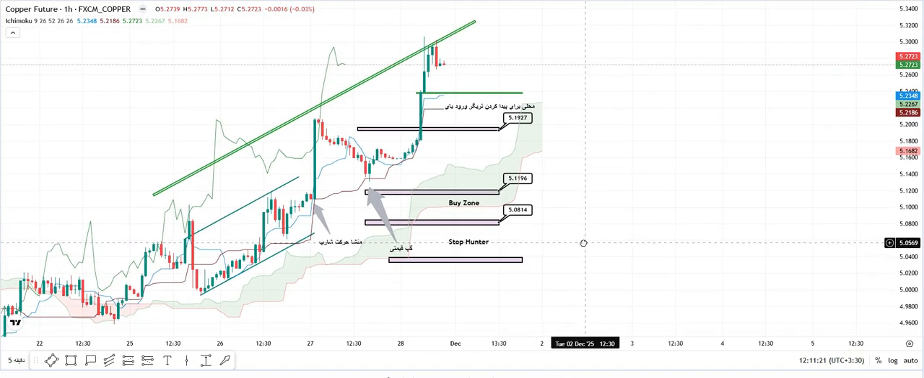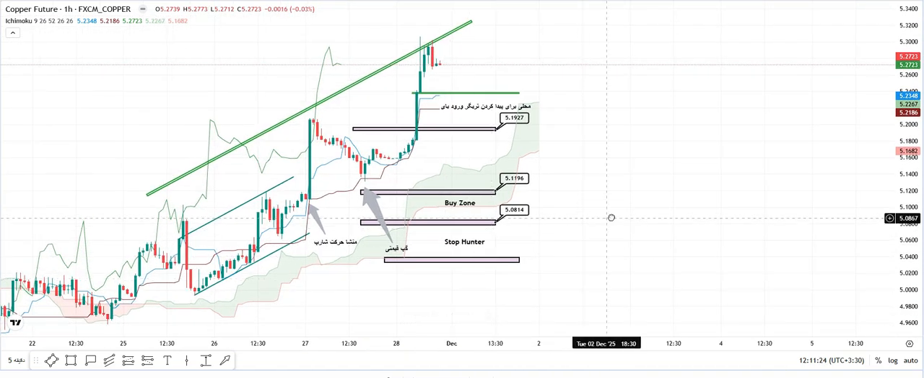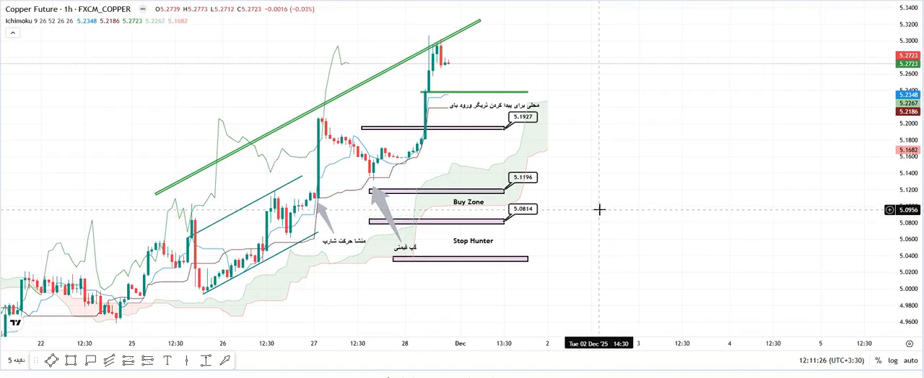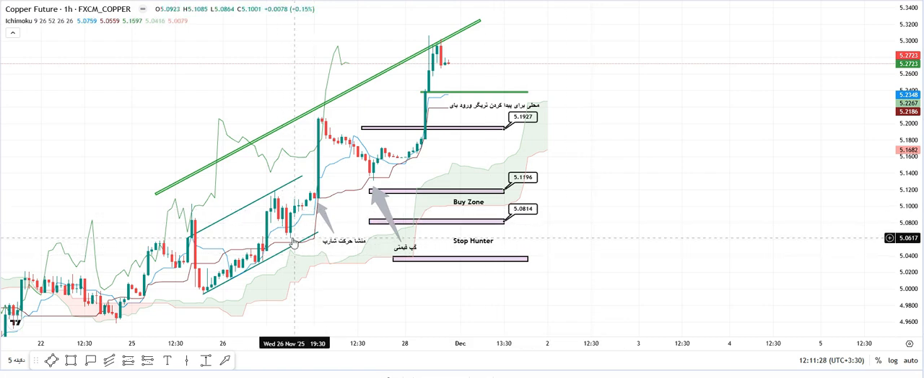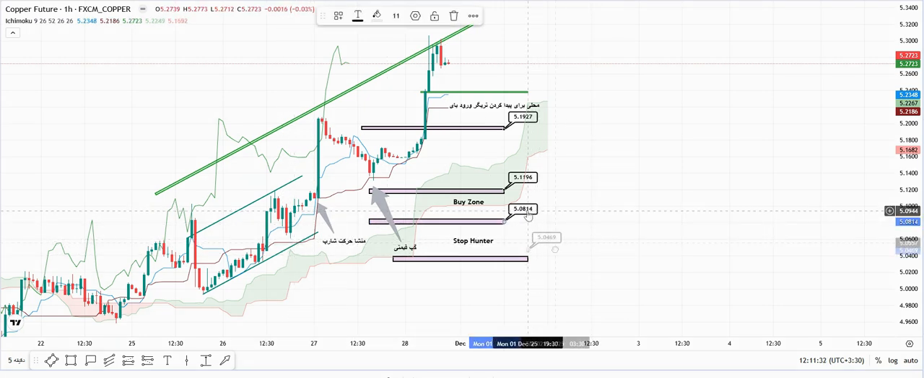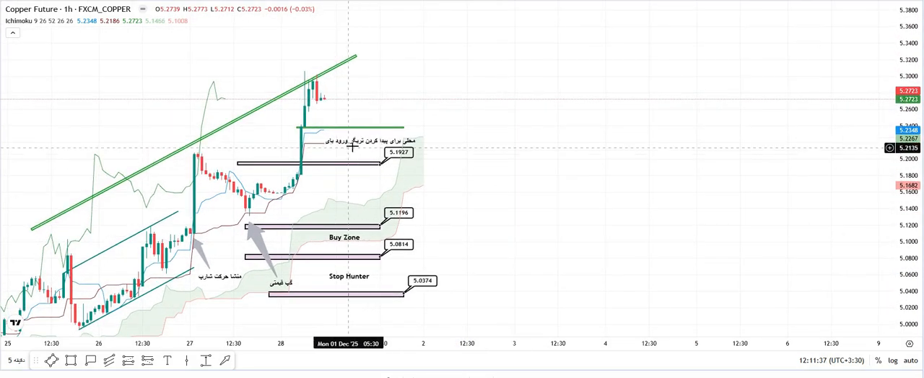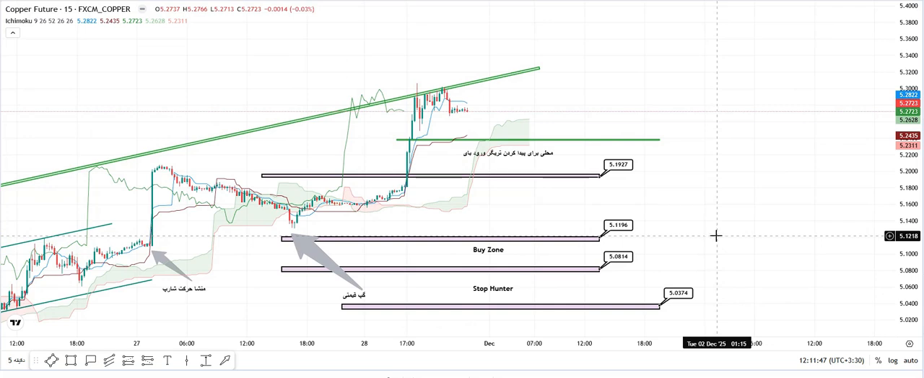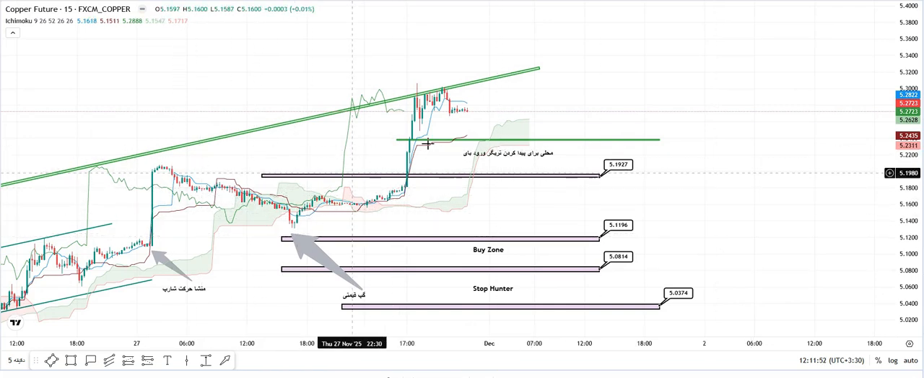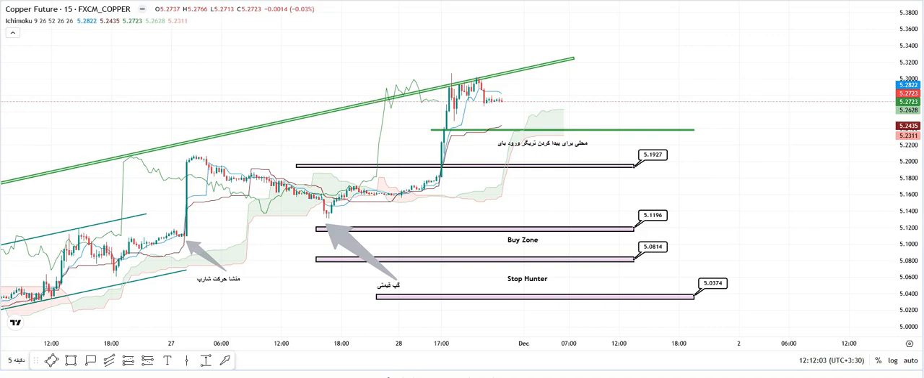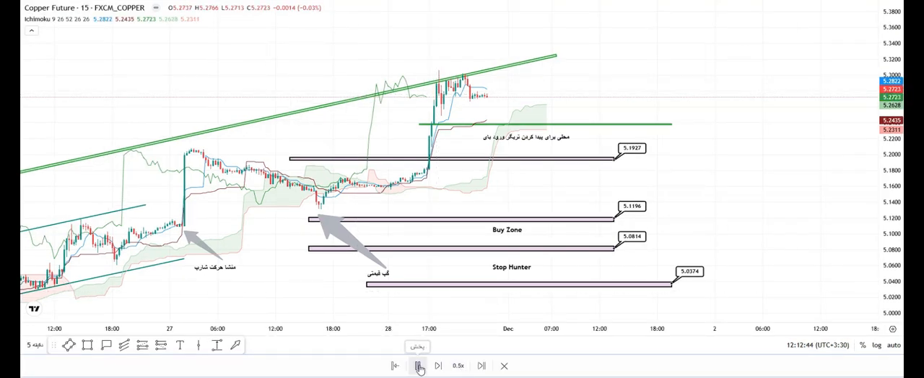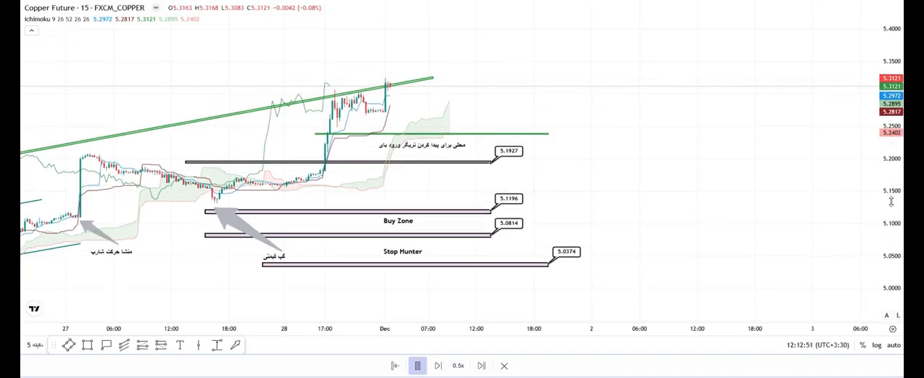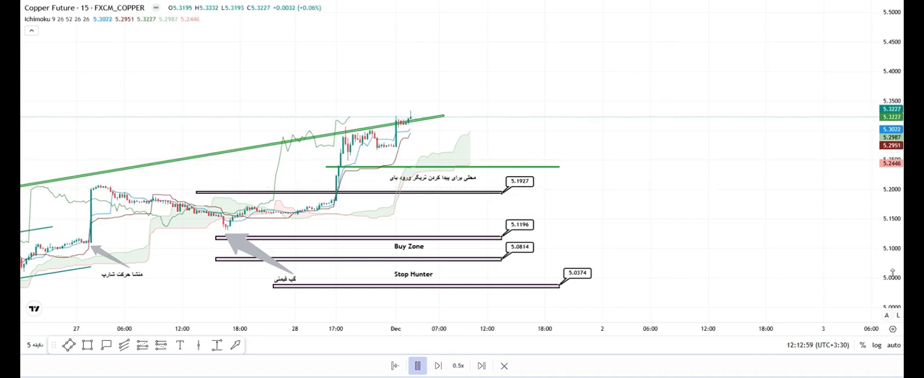Stop hunting refers to zones where price wicks often penetrate during sharp bearish moves. These areas present excellent opportunities to catch strong trend-following entries. All right, let's hit play and watch how price reacts to our analysis.